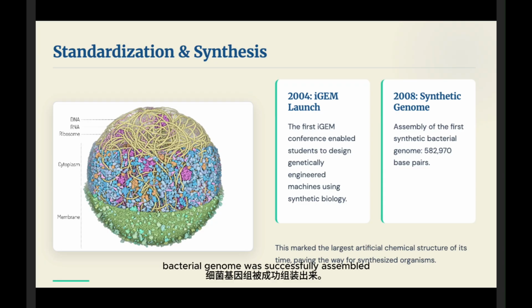Just a few years later, in 2008, a massive technical milestone was achieved. The first synthetic bacterial genome was successfully assembled. Consisting of 582,970 base pairs, this marked the largest artificial chemical structure created by the time it was constructed, effectively paving the way for entirely new organisms to be synthesized.